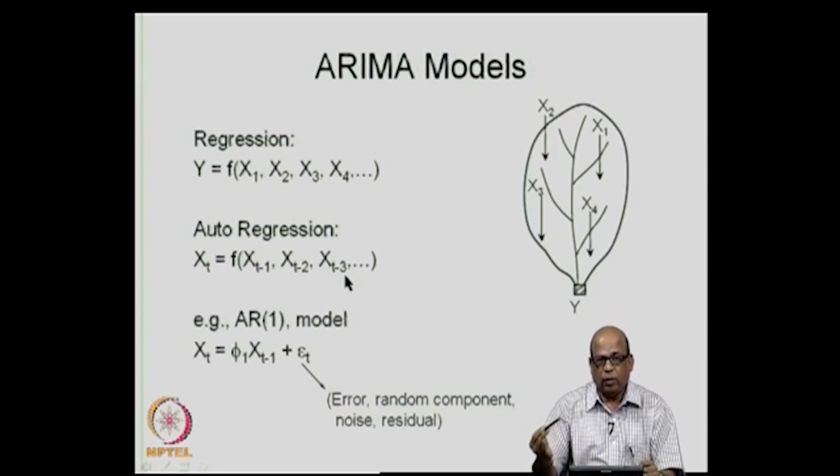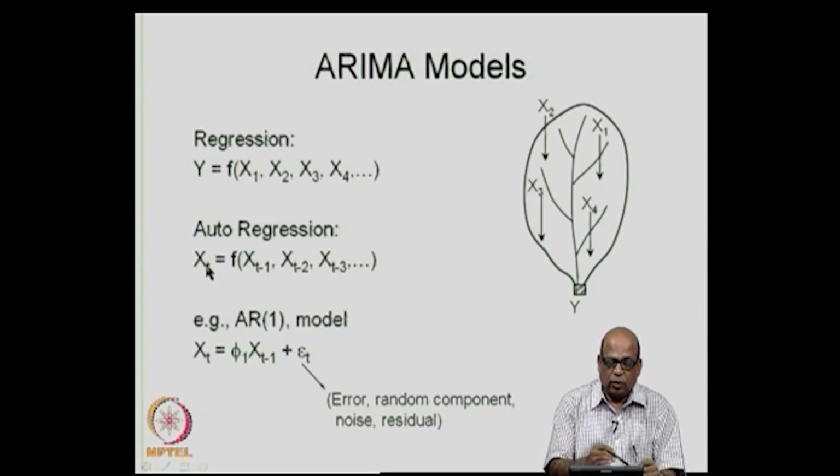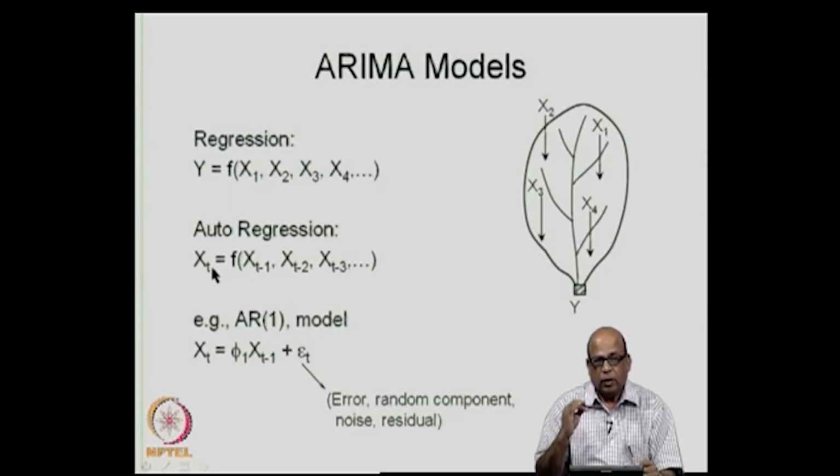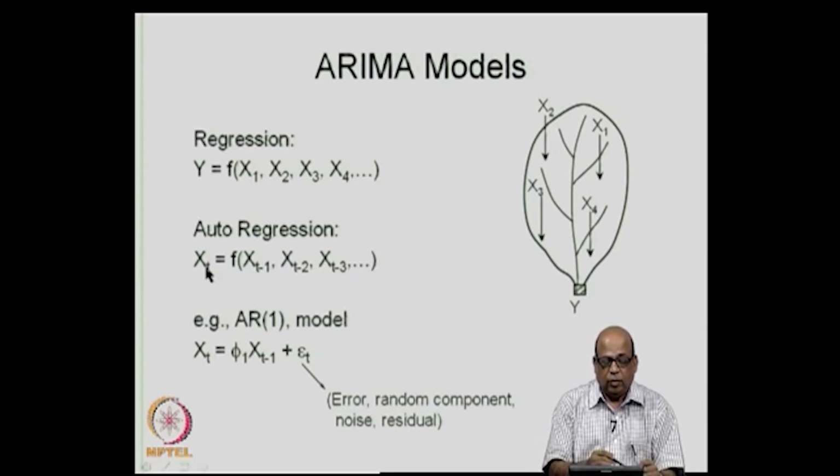So, you are not talking about different variables, you are talking about the same variable, for example, the flow at a particular location, but the flow at a particular location at different time periods t minus 1, t minus 2, etcetera. For example, this may be June month's flow, this may be May, this may be April, March, February and so on. So, you are talking about a single variable, but the values taken by that variable at different time periods. So, that is called auto regression.